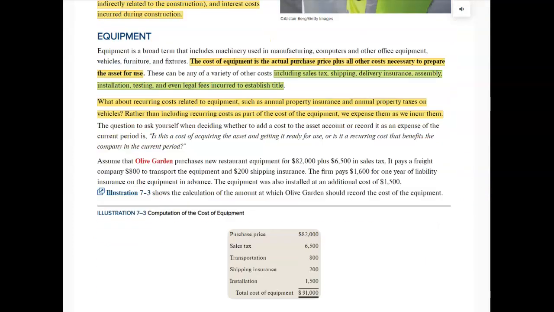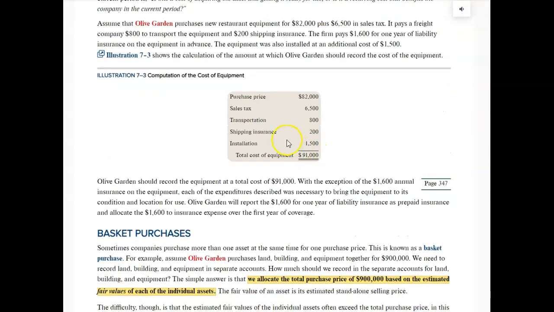Let's look at an example right here. So if we have equipment that costs $82,000, put it down. Sales tax, transportation to get to our place of business. We paid shipping insurance, and then we incurred cost of $1,500 to install it, and that even includes test runs. Get it to where we're going to start using it to produce the product we're going to sell. So $91,000 would go into the equipment account.